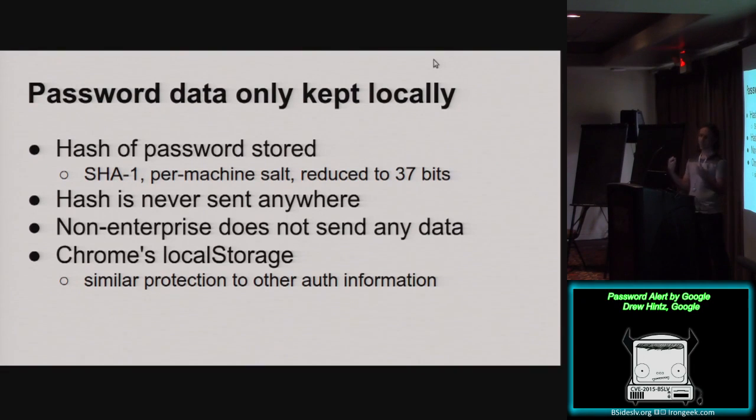And in the non-enterprise case, the normal consumer use case, where you just install it for your Gmail account, no data is ever sent from your machine about what websites you type it on or anything like that. And this password hash is stored in Chrome's local storage. The local storage in Chrome is isolated by origin, so other extensions cannot see the hash, other web pages cannot see the hash, they have separate origins. And this is a similar protection to what you might expect with your authentication cookies that you already use to authenticate to web services.